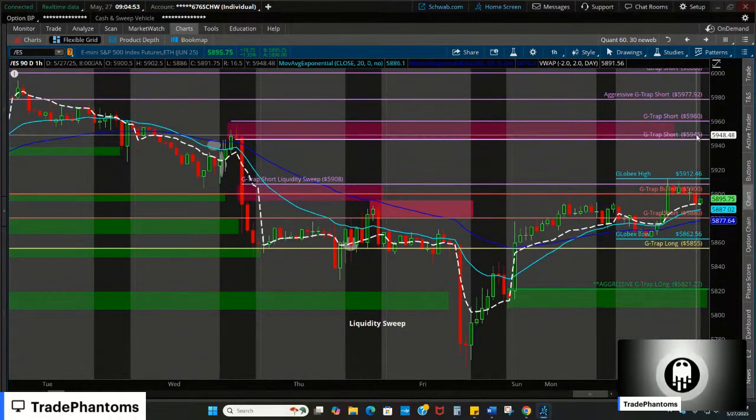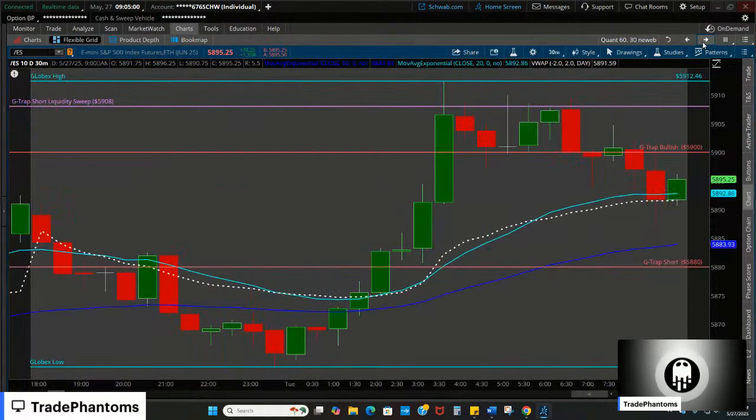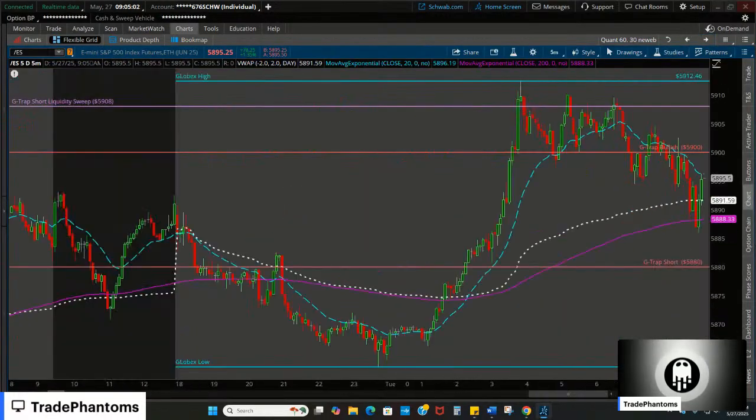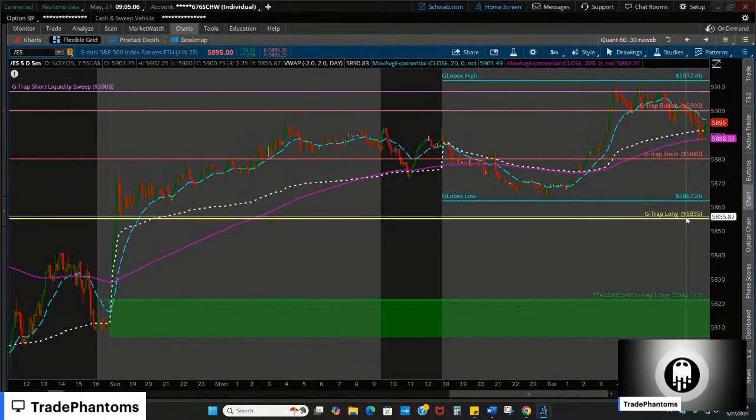Okay, so 45, 50 handle and 21 handle. We're kind of mid there right now. I know some folks might be looking to get a little bit more aggressive if you're trained up a little bit more within Phantoms. There could be a little G trap right there. It's still at 58, 55, so I kept that line level there.